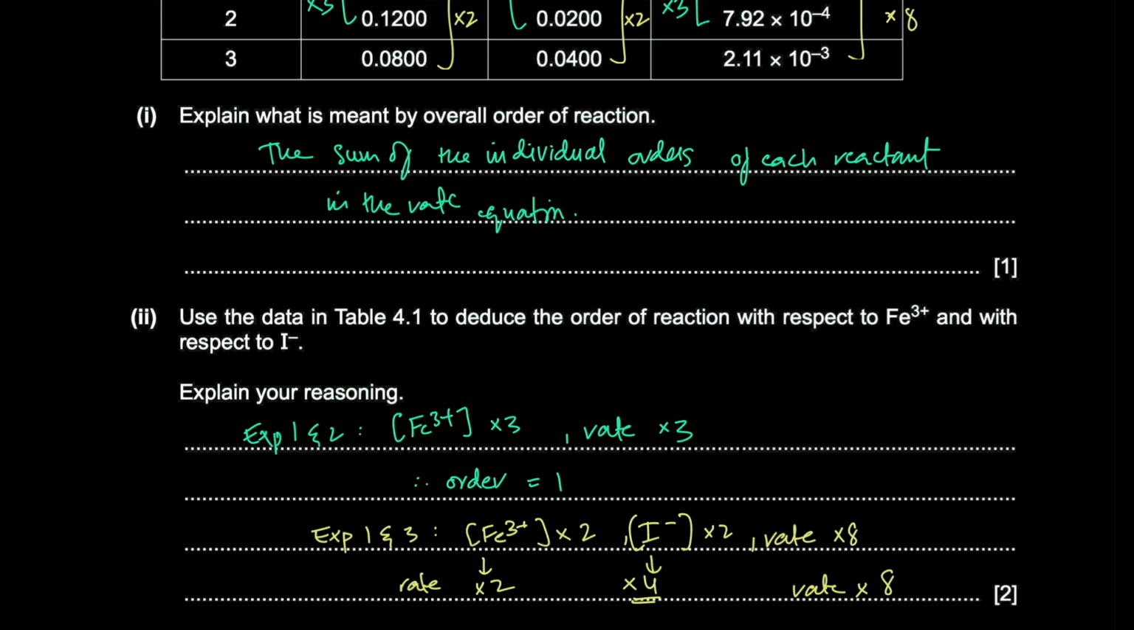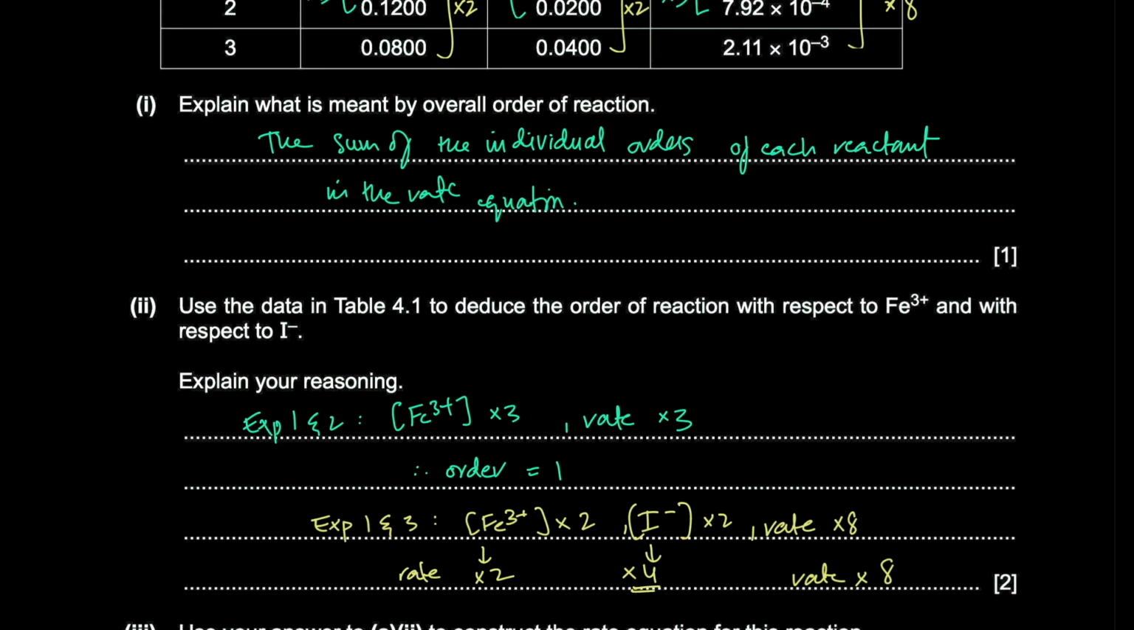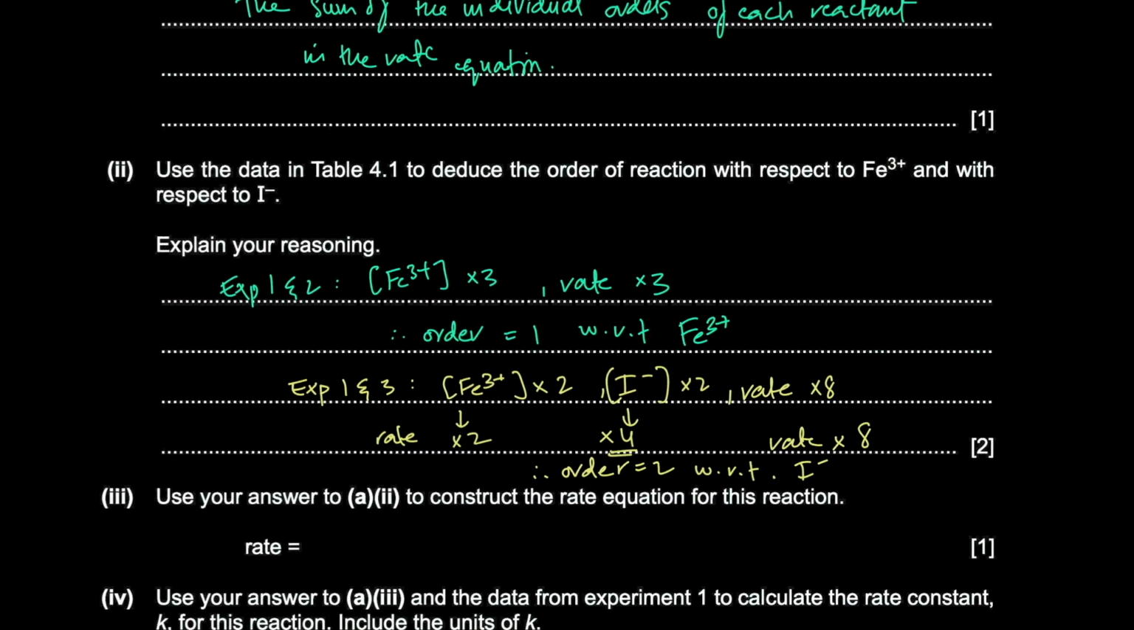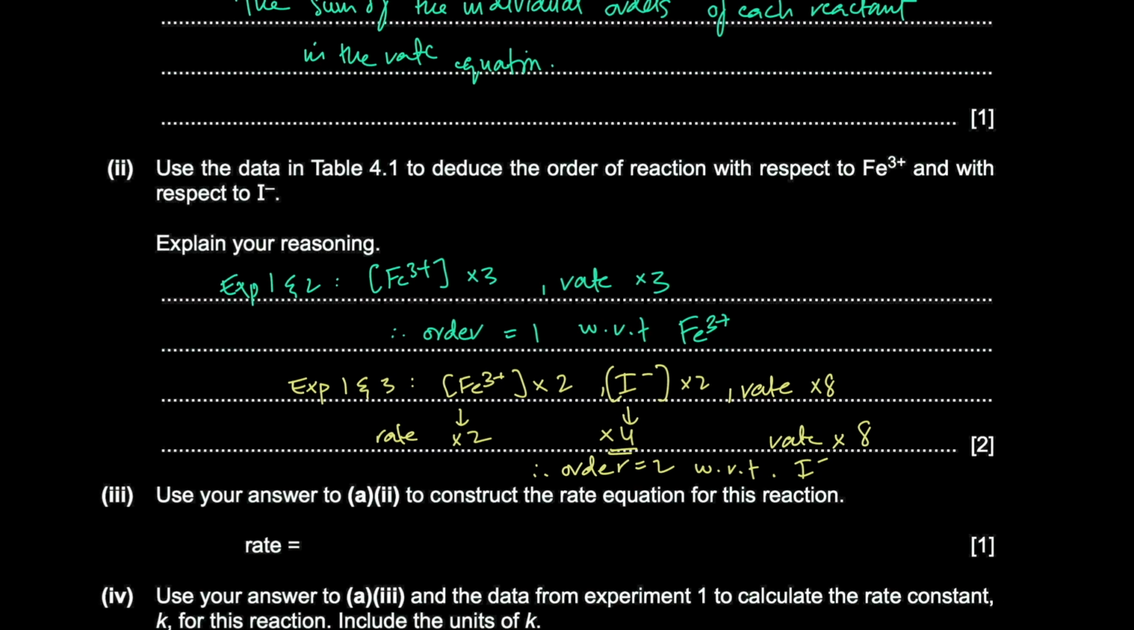Now, if doubling the concentration of iodide made the rate 4 times as much, that means that it is order 2 with respect to iodide. So order 1 with respect to Fe3+ and order 2 with respect to iodide. So then the rate equation for this reaction is rate is equal to k times the concentration of Fe3+ times the concentration of I- squared.